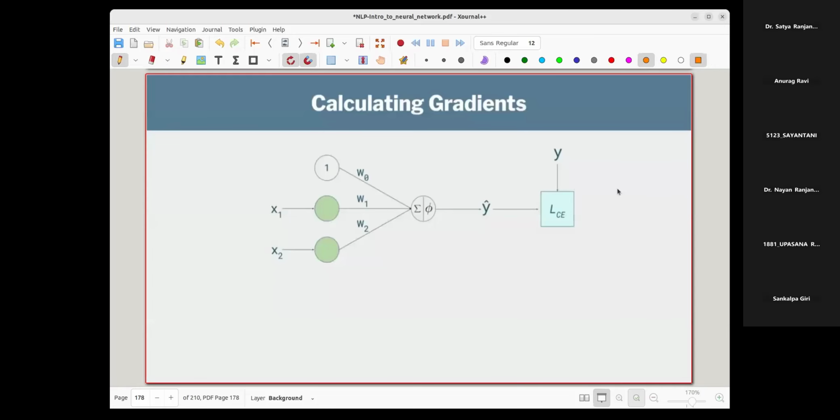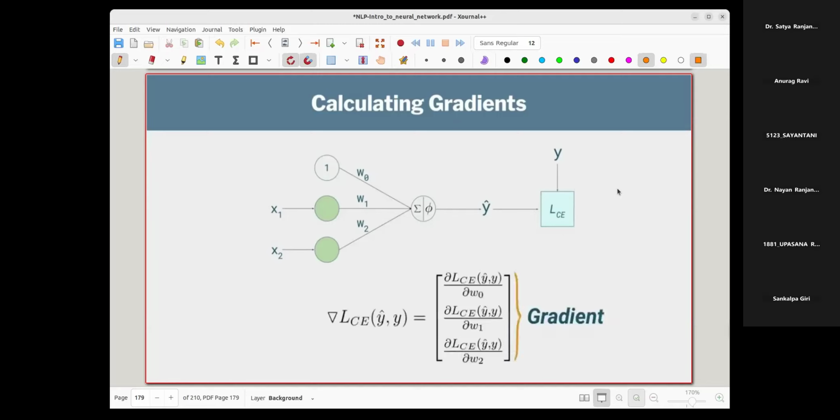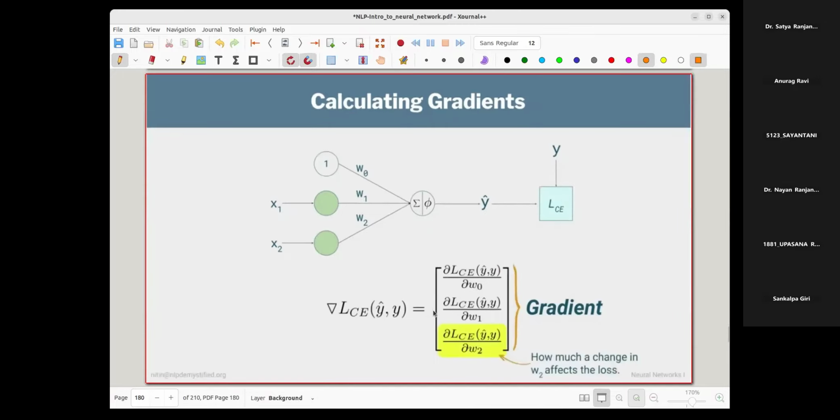Okay, so let's see how we can update the gradients. Let's take this example. This is your loss function LCE. So LCE of y, y cap with respect to W0, we will get one partial derivative to update the W0. With respect to W1, we will get another derivative to update the W1, and for W2, we will take another derivative with W2. Okay, that means it says how much a change in W2 affects the loss. That derivative will decide.